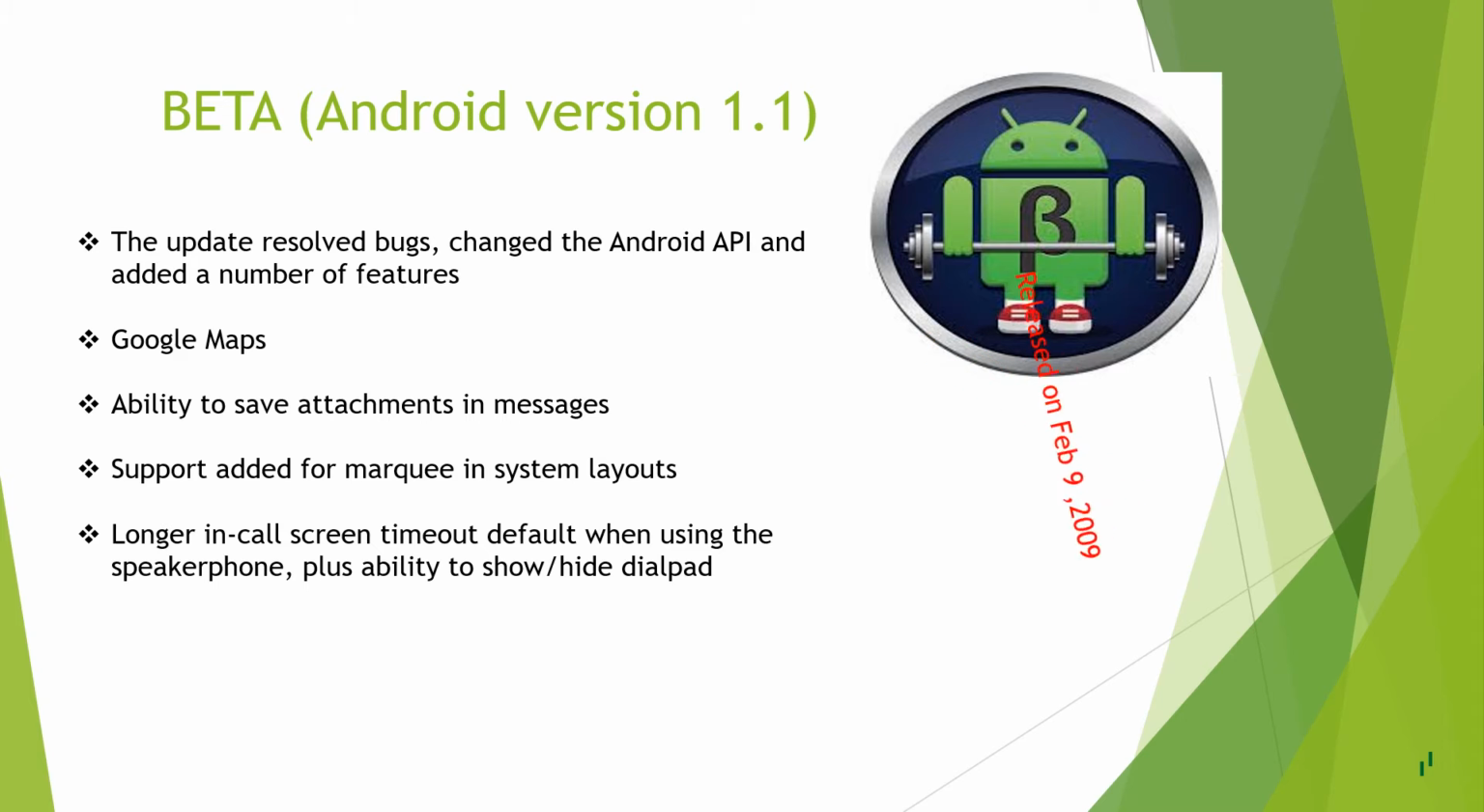The next one was the ability to save attachments in messages. So when we message someone, we have different options like to attach the contact card or images or audio, video, etc. And the support for all these was added in the Beta update. Support added for marquee in system layout. This means you can scroll up and down the system layout. Longer in-call screen timeout default when using speakerphone. So when we are on speaker mode, the call screen timeout was increased, and there was also the ability to show or hide the dial pad.